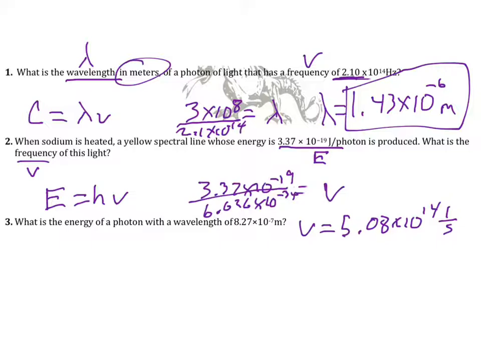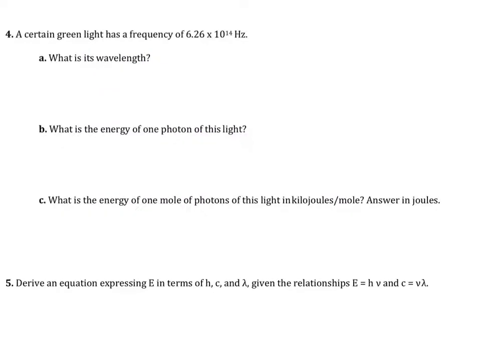Now let's go ahead and talk about number 3 here. But to talk about number 3, I'm going to skip to number 5, because I think if we did number 5, it would help us with number 3. Number 5 says to derive an equation expressing E in terms of h, c, and lambda. And so what that means is we need to derive an equation that has these 3 variables in there, or the 2 constants and the variable, to help us calculate energy.